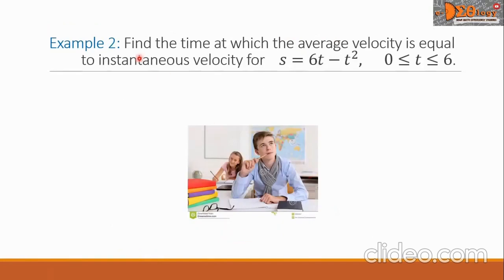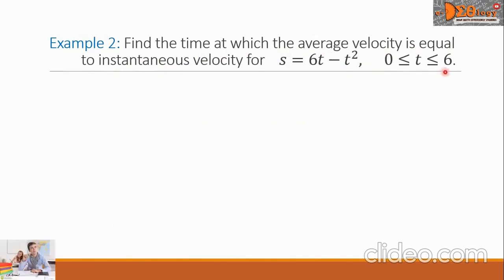Example 2. Find the time at which the average velocity is equal to instantaneous velocity for s equals 6t minus t squared in the closed interval for t from 0 to 6. For our solution, let us write the formula for the mean value theorem. Then let us evaluate separately, starting from the left side. So we write f of 6 minus f of 0 all over 6 minus 0.